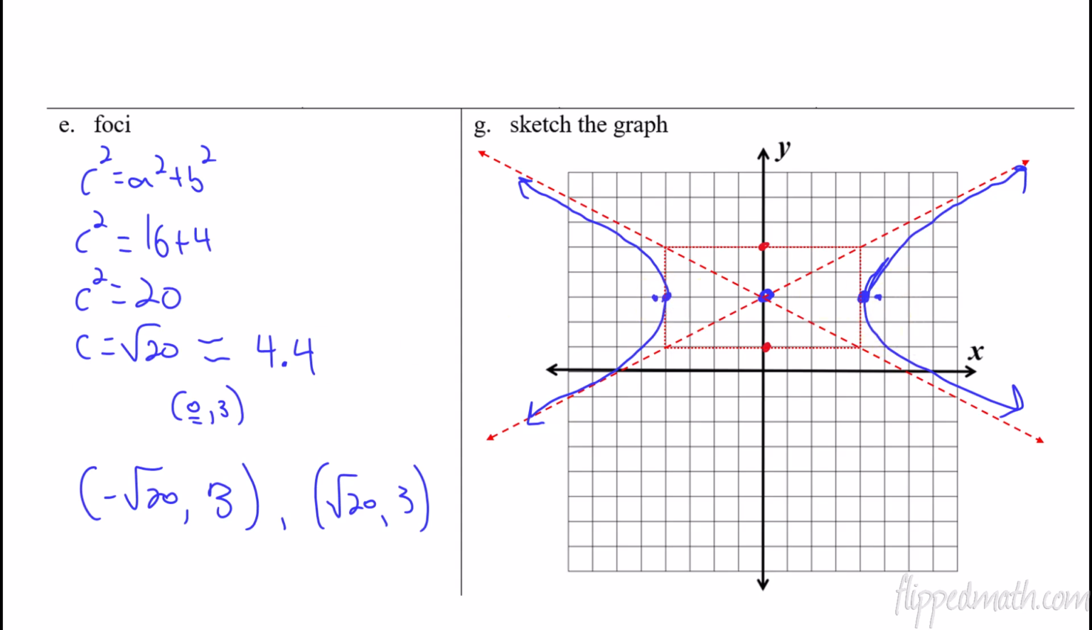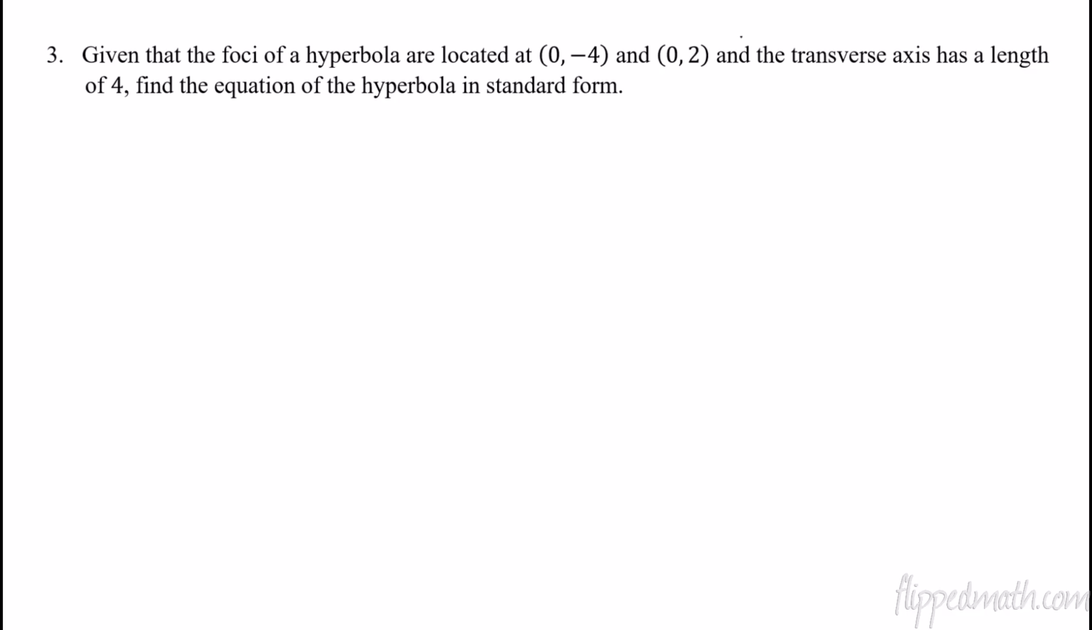Okay, let's move on. 2 more questions and then we're done. So now we're not going to graph them. We're just going to use the information that we're given, and we're trying to come up with an equation of the hyperbola. So we have foci at this point and at this point. So that helps us know the center. It gives us some other information, transverse axis length, but let's figure out where the center is.